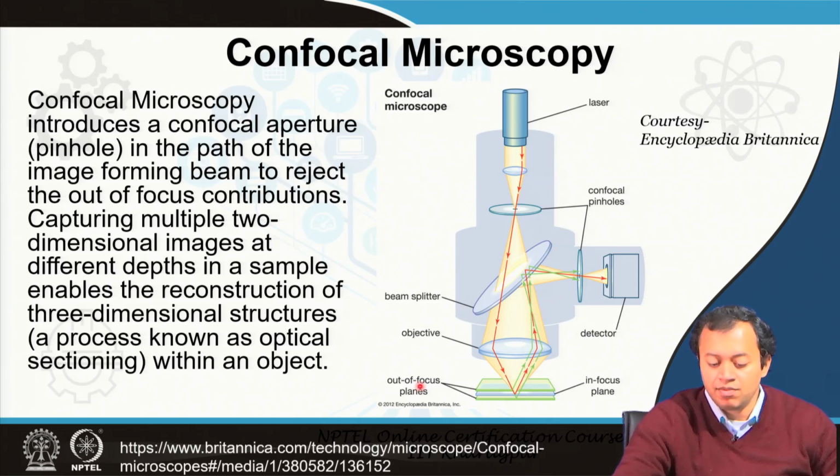The light that is coming from out of focus planes is non-focused, which when put into a confocal pinhole, the pinhole is acting as a filter. This is acting as a filter which has a very small point, very small hole, pinhole, and it allows only the focused light that has come, so that your resolution becomes better.